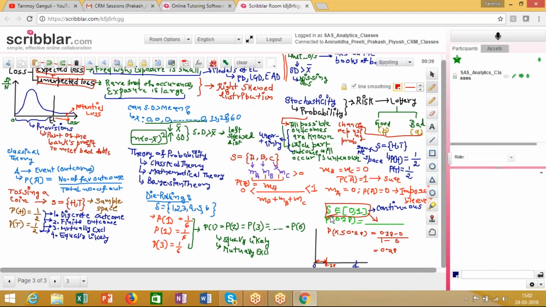Now again, this framework, the classical theory framework, is only valid for cases where the events are mutually exclusive in nature. The definition that we have framed over here is based on the assumption that the events are discrete in nature. This description cannot work if the events are not mutually exclusive in nature.